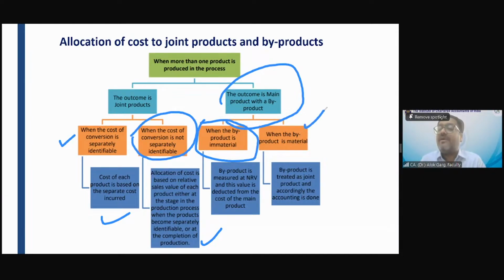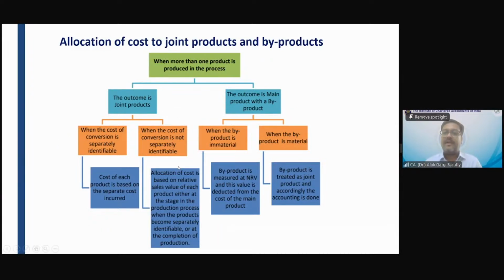But what happens when the byproduct is material? When the byproduct has a material value, when the byproduct is significant, then the byproduct will be treated as a joint product. Okay. And the accounting has to happen as per this rule.